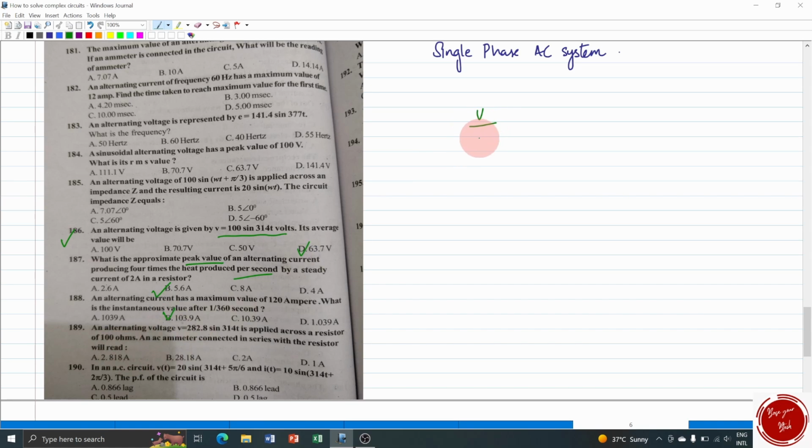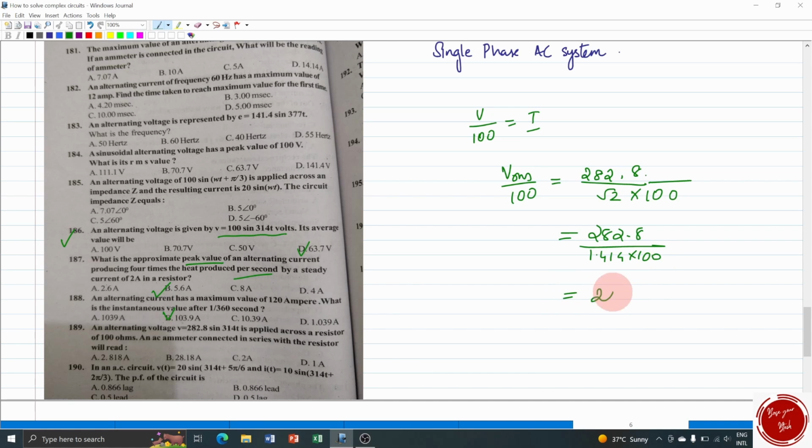So V by 100 is equal to the current, and we know that an ammeter reads the RMS value. So V RMS by 100, where V RMS is the maximum value divided by root 2. The maximum value is 282.8, and in the denominator we have 100. So it is 282.8 divided by 1.414 into 100, that is 282.8 divided by 141.4, which is 2 ampere.